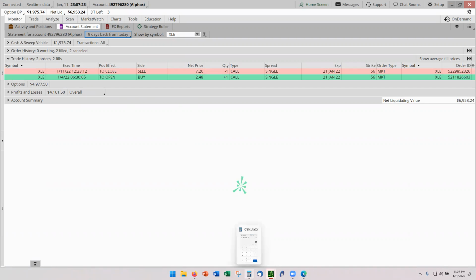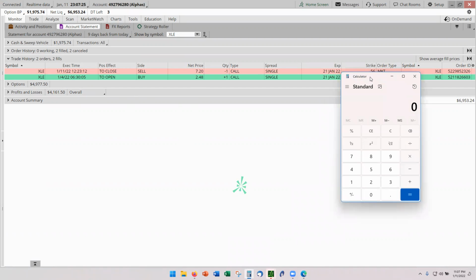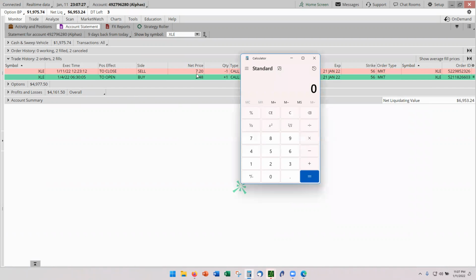So let's call up our trusted calculator. All right, so 720. Remember, it's a contract, it's 100. And so it will be 720 minus 248 for 472. Divide that by the 248 for a net profit, net ROI, 190.